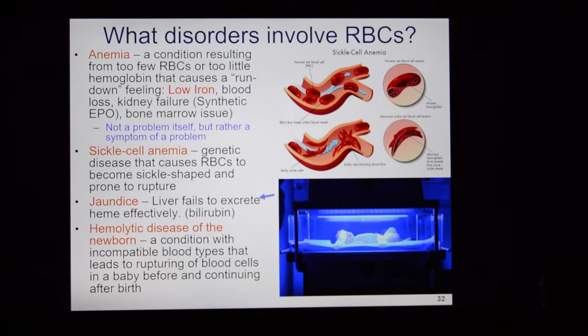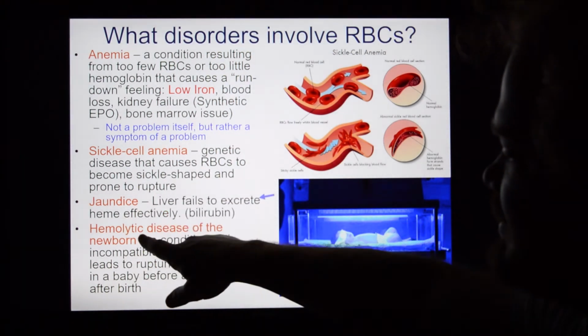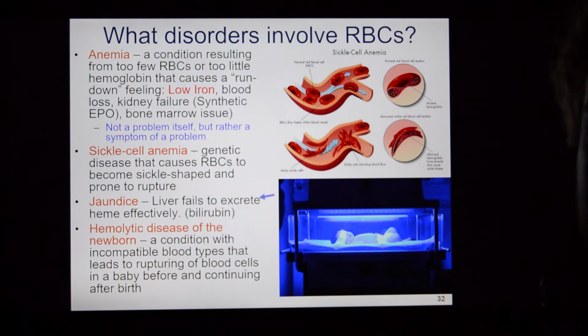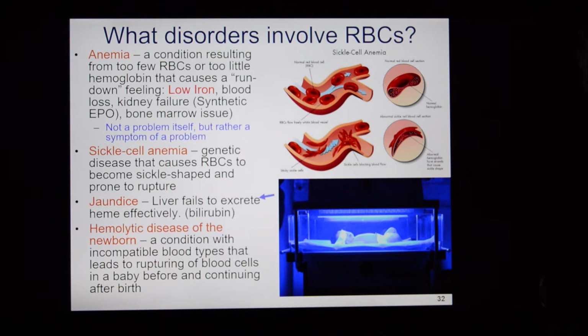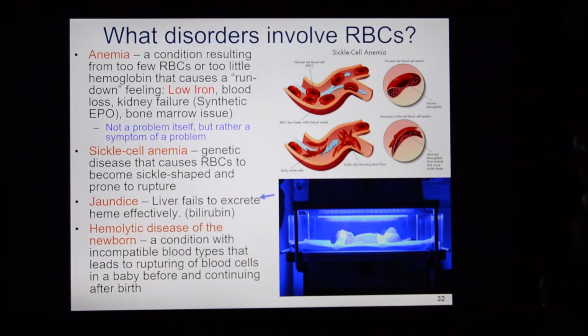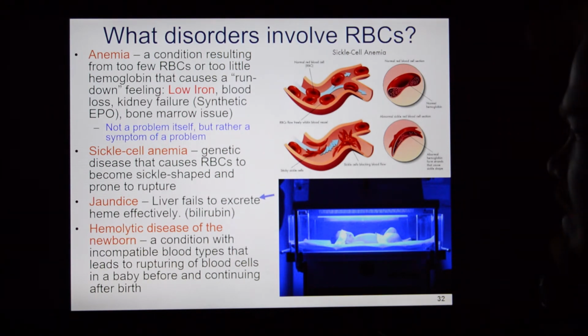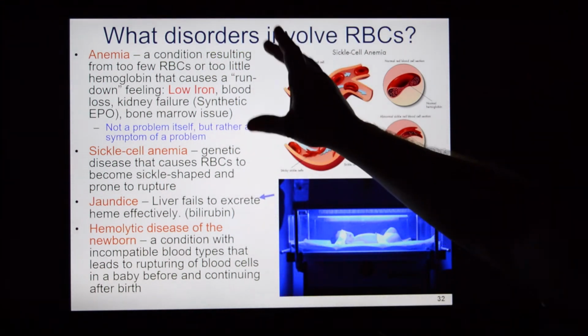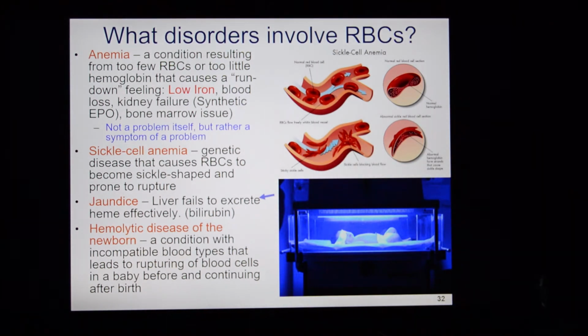All right, disorders of red blood cells: anemia, sickle cell, jaundice, and what's called hemolytic disease. So anemia is a side effect of some other problem. Let me say that again. General anemia is a side effect of some other problem. This is any kind of condition where there's low iron in the blood. This could be a symptom of kidney failure in most cases, or bone marrow issues. It can be caused by all sorts of things, I should say. And again, it's a symptom. Anytime there's low iron in the blood, this results in red blood cells not working as well as they should.